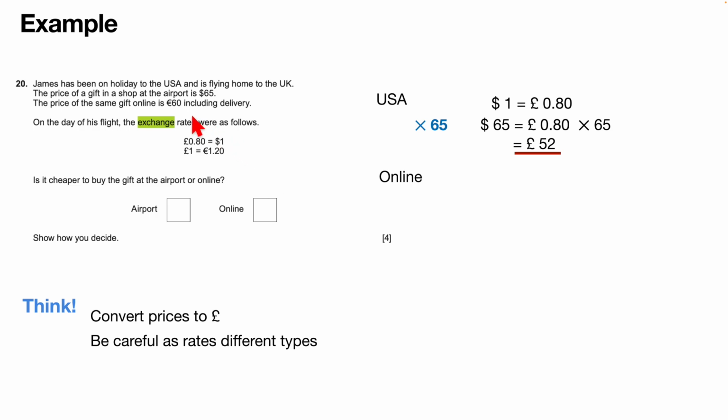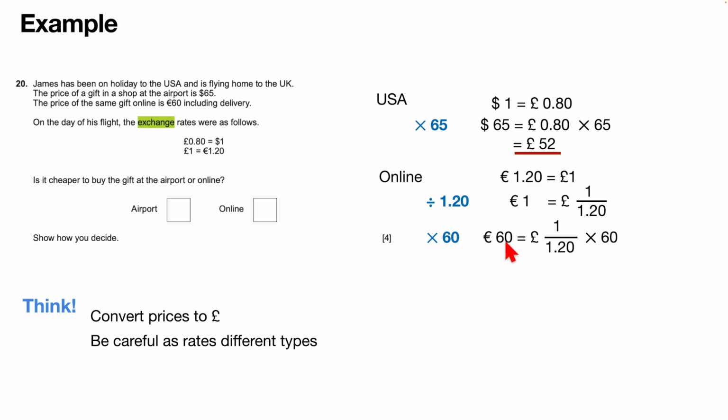Online, it is €60. So that's the exchange rate. €1.20 equals £1 sterling. I'm going to divide by 1.2. That way I get the value of a euro, because I want to know what 60 of them are worth. And I've got this funny thing, 1 over 1.2. But I'll go with it for the time being. I'll multiply by 60. That means €60 equals 1 over 1.2 times 60.